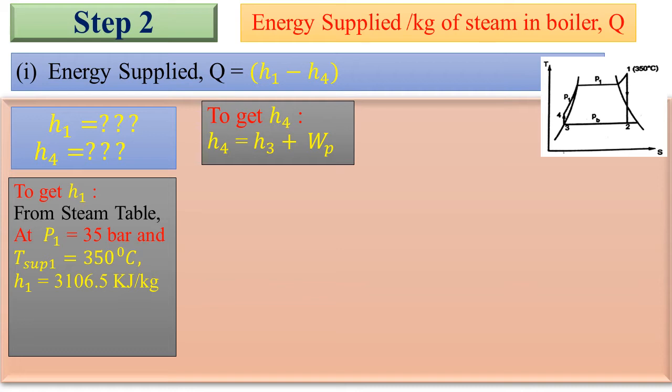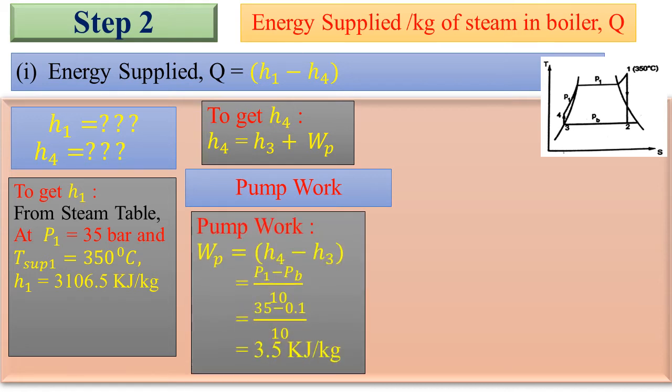Hence pump work will be written as H4 minus H3. As our unknown is H4, that is enthalpy at point 4, we will rearrange that term and we will write H4 is equal to H3 plus pump work. So from here we can see, to find out H4 we now need to know two more unknowns, that is H3, meaning enthalpy at point 3, and pump work. So we will see how to get pump work and how to get enthalpy at point 3. First we will see how to get pump work.